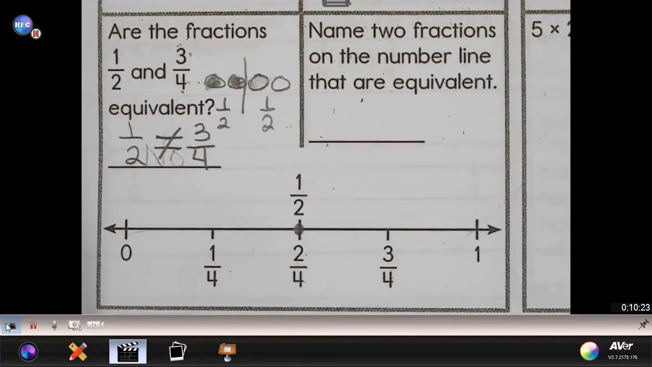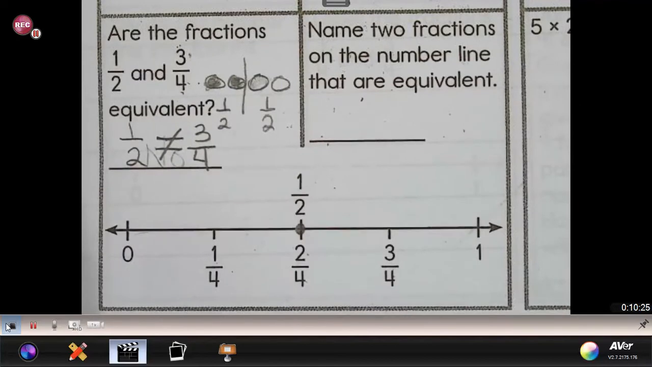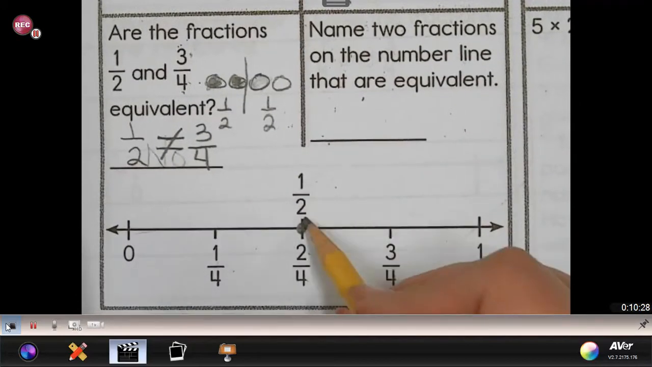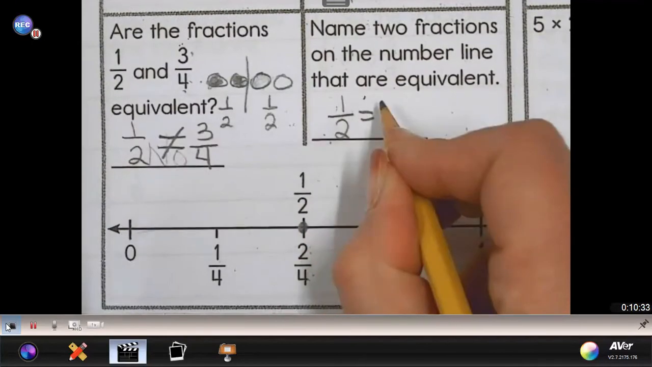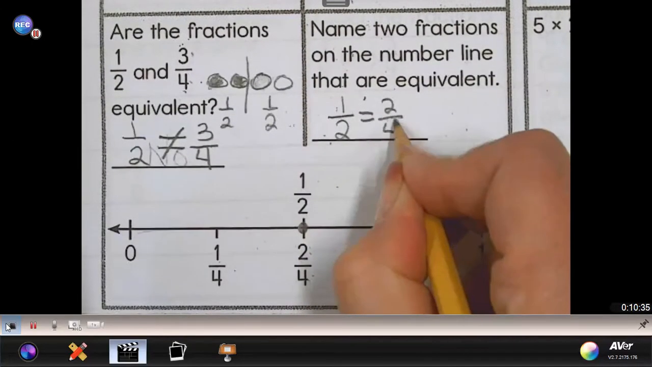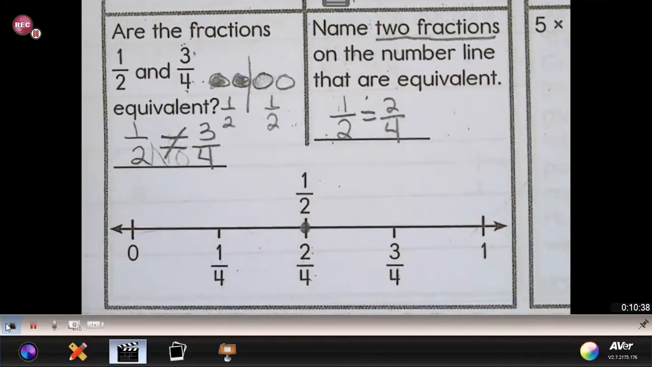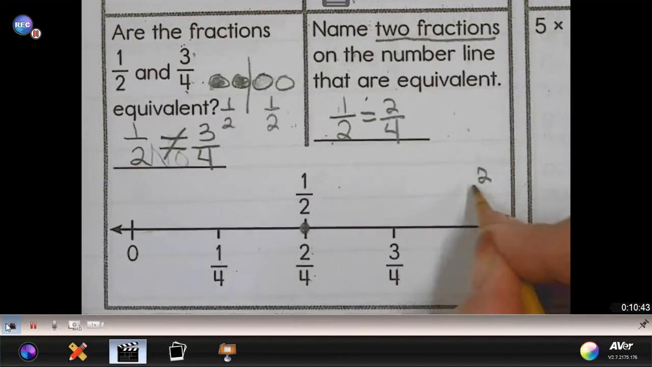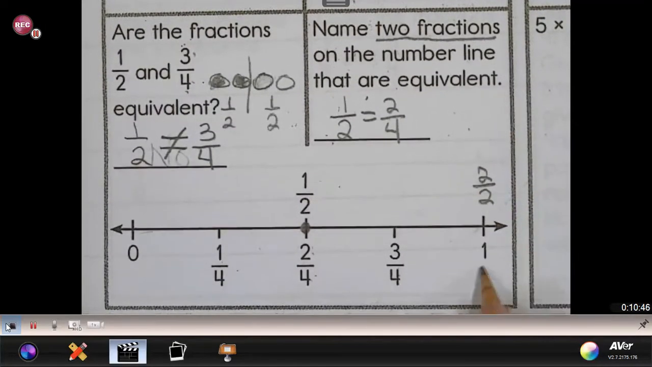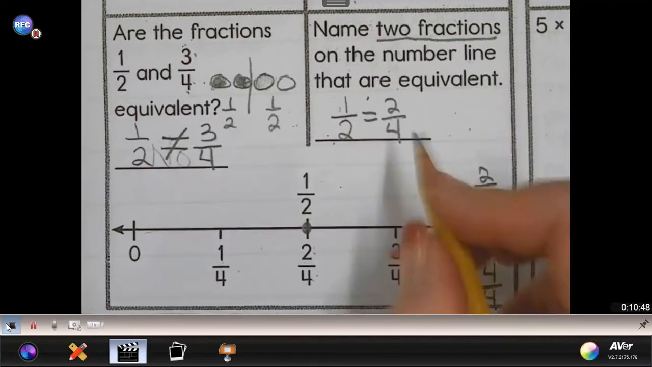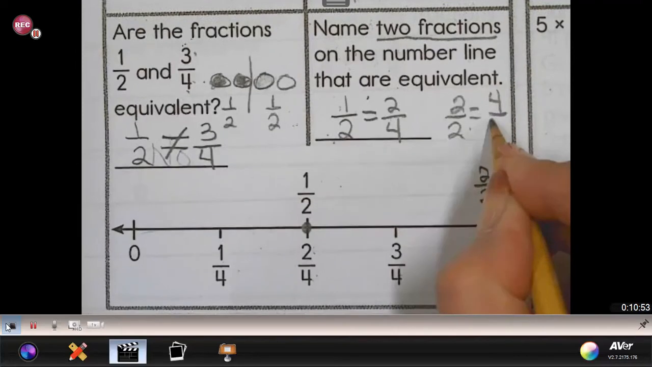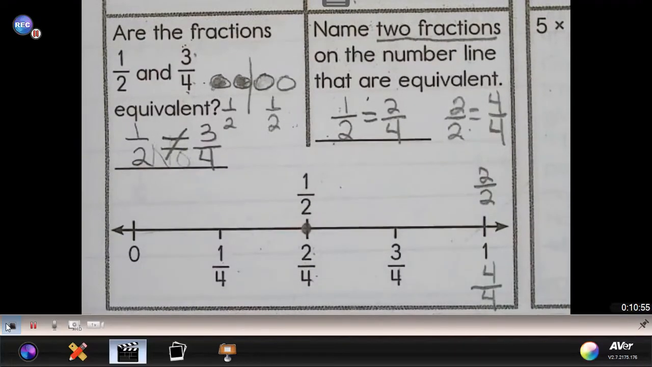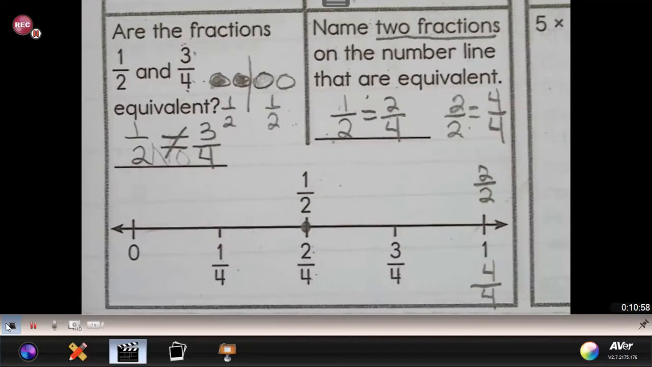Name two fractions on the number line that are equivalent. So we could say that 1/2 and 2/4 are equivalent. So those are two fractions on the number line that are equivalent. We also could say, if you wanted to, 2/2 and 4/4 are also equivalent. And those are two fractions that are equivalent on this number line. Now, they didn't label these, but we could label them.